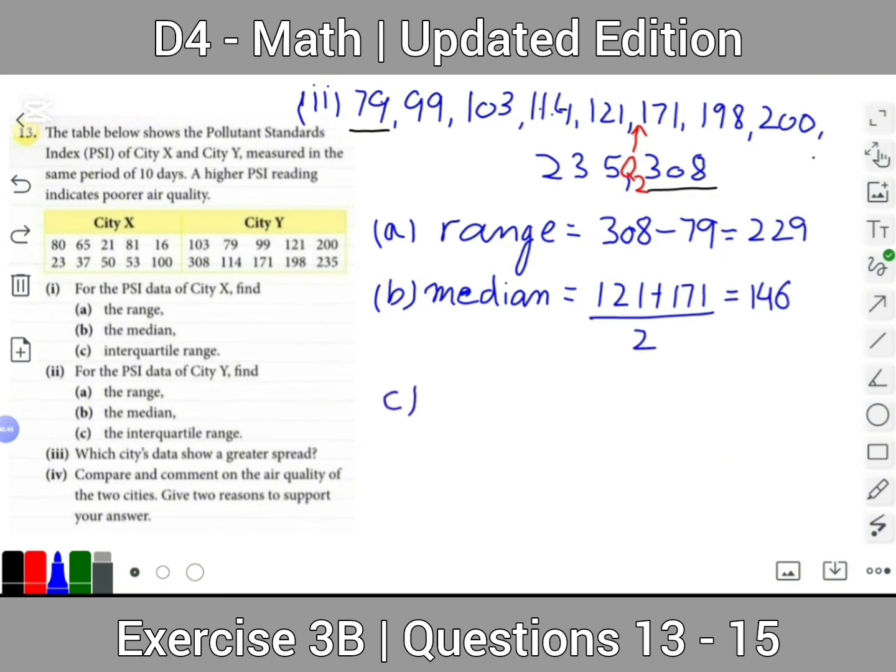Now in part C, we have to find the interquartile range. First we have to find the lower quartile and the upper quartile in order to find the interquartile range.